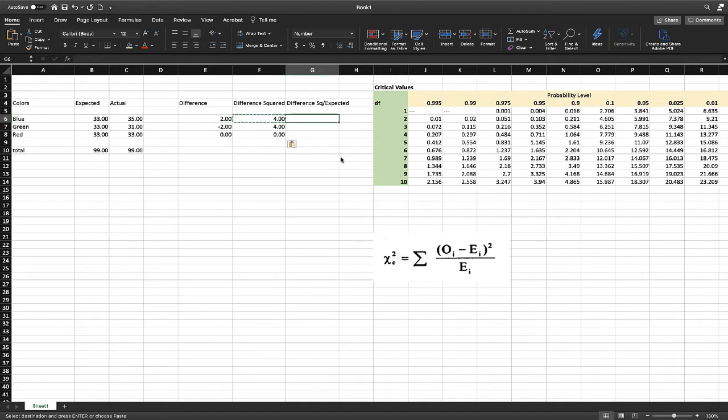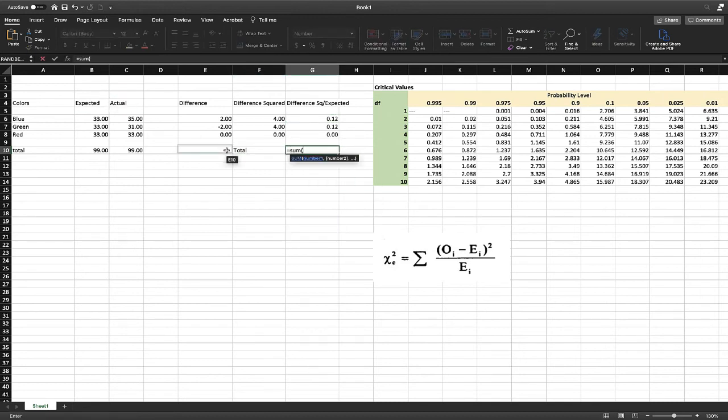the difference squared. So last step in the calculation, so we just did in the equation the OI minus EI, the observed minus expected, for each of the groups, and we squared it. Now we need to take each one of those and divide by the expected. So for that, super easy. F6 divided by our expected was 33. B6, okay, 0.12. Do that for all of them. And then our total is the sum of those three. 0.024.